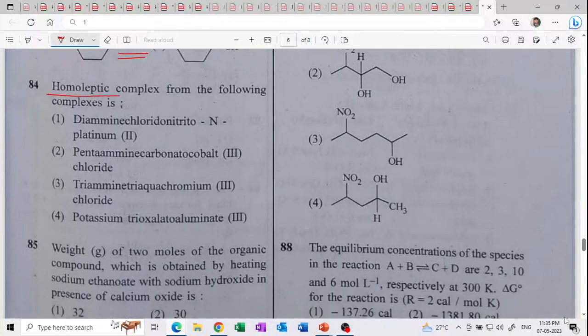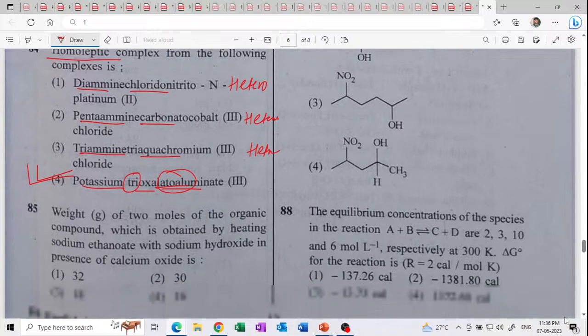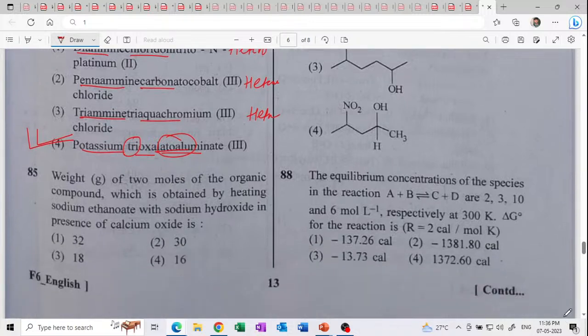Homoleptic complex. So simple, a homoleptic complex. This is a question from coordination compounds. Diamine dichloro is heteroleptic. Pentamine dicarbonato, again heteroleptic. Triamine aqua, again heteroleptic. Potassium trioxalato: trioxalato is the same type of ligand, so it is a homoleptic complex. It is a simple question from coordination compounds.